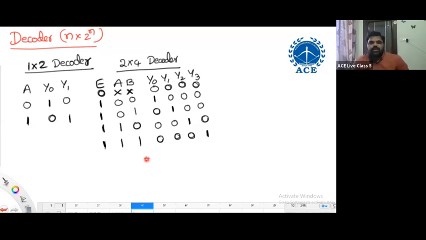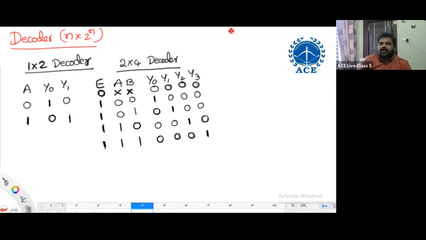Logic 1 enable. What do you mean by this? When E equals to 1, if the signal is 1, then it is enabled. When it is enabled, it is responding to AB. Depending on the AB combination, the respective output line is 1, remaining are zeros. So that is a logic 1 enable.